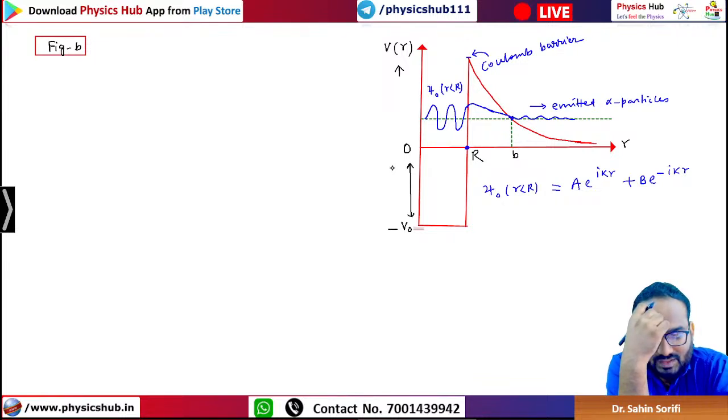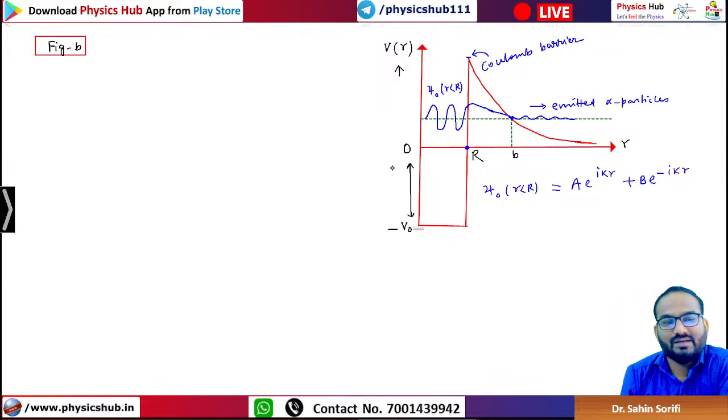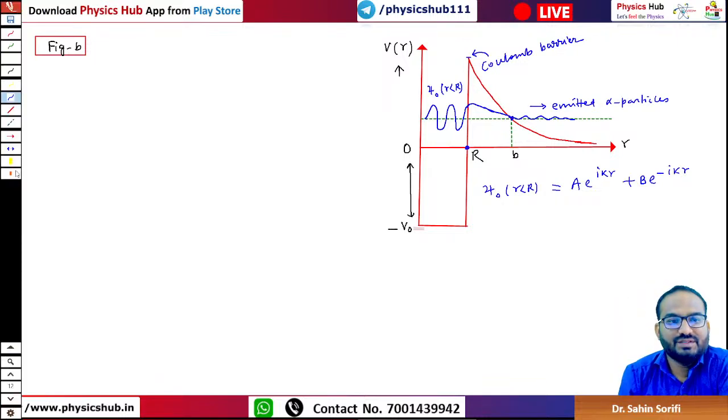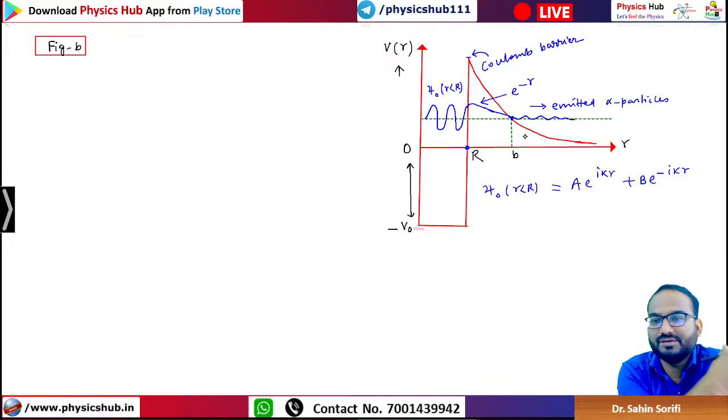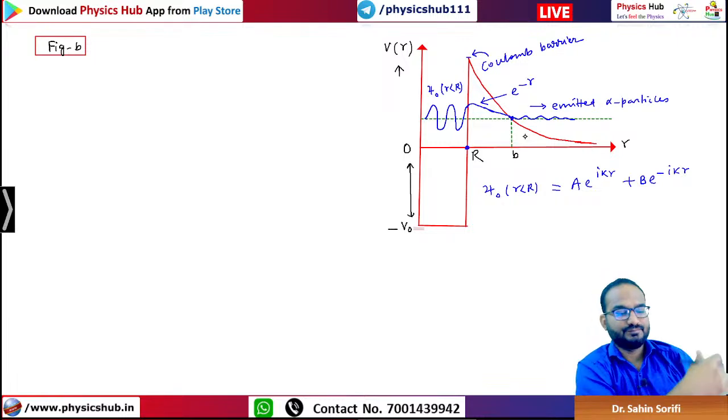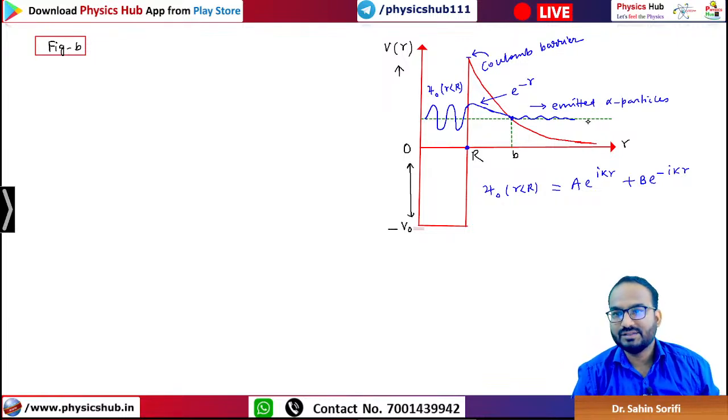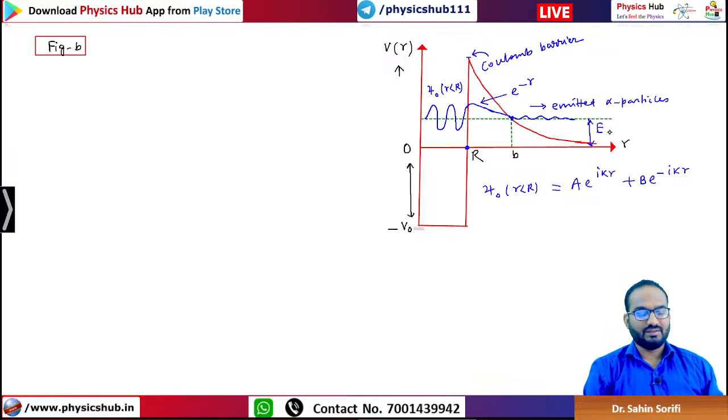Now in one sense, from R to B we can say barrier width, yes, because the tunneling is happening within this region, right? Tunneling is happening in this region. Here it is falling as exponential minus r. So you can see it is a barrier width in the language of quantum mechanics. And this much energy is the kinetic energy of the alpha.